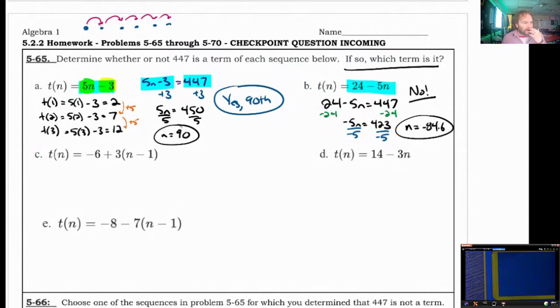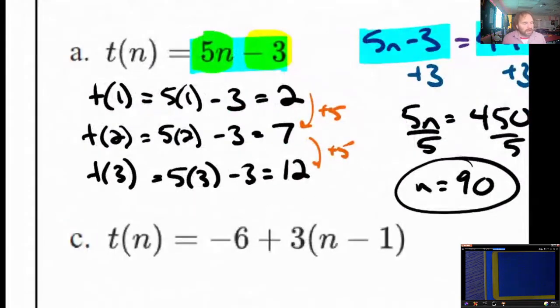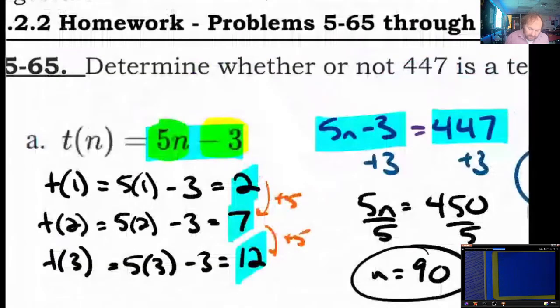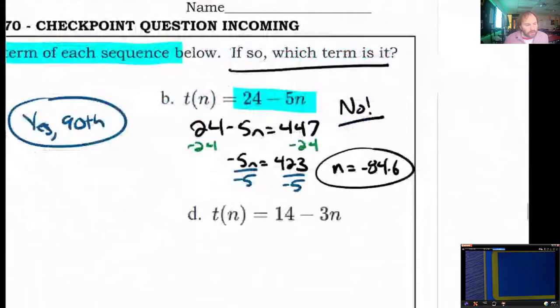But let's go ahead and talk about what's going on in this problem. What we're doing here is looking at the idea that this is a sequence of numbers. If you plug in the numbers 1, 2, 3, 4, 5, and so on into the function, it will give you the first, second, third, fourth, fifth term of the sequence. So for example, this sequence is 2, 7, 12, 17, 22, 27, and so on. The question is, will that sequence contain the number 447? Is 447 a term of the sequence below? And if so, which term is it?